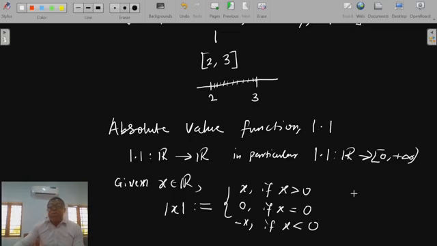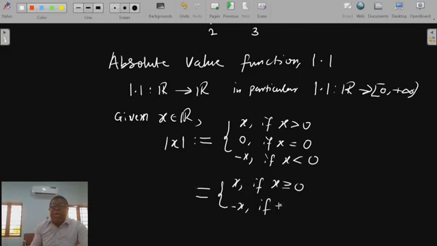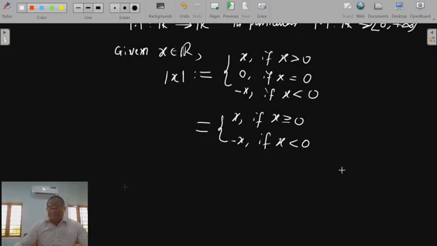And I want us to note that in this definition, if is seen as if and only if, because it should be a two-way thing. So whenever we are given a definition, we assume that any if that appears in the definition is if and only if. Okay. And this can still be written in a shorter form as x if x is greater or equal to 0, meaning that I'm combining these two. And it will be minus x if x is less than 0. So this is the absolute value of x.